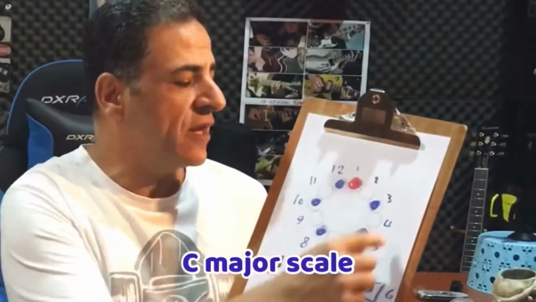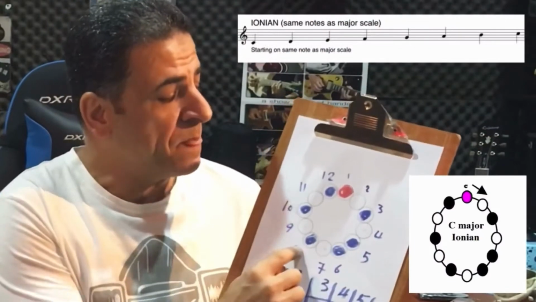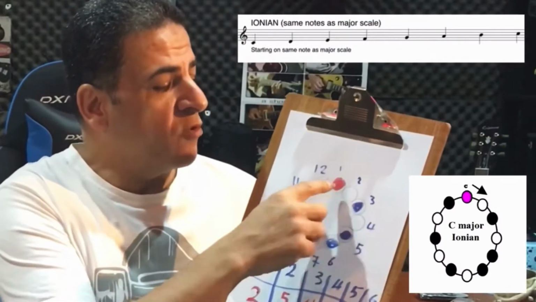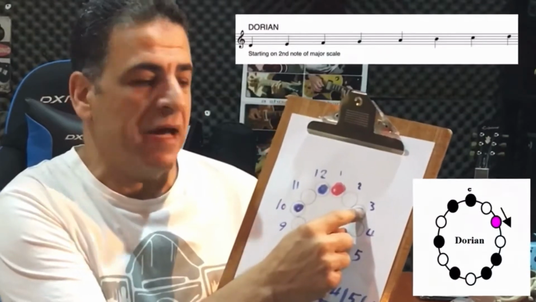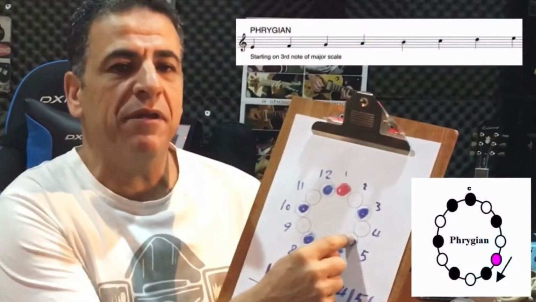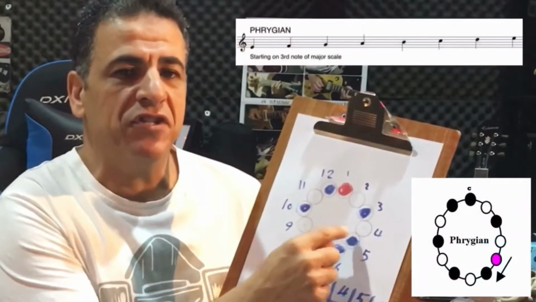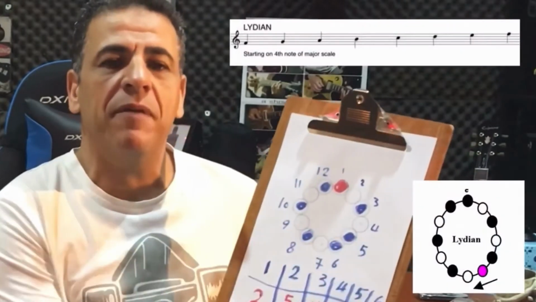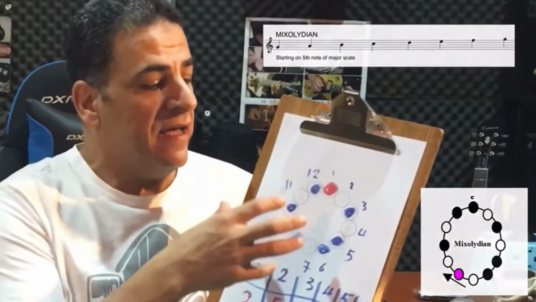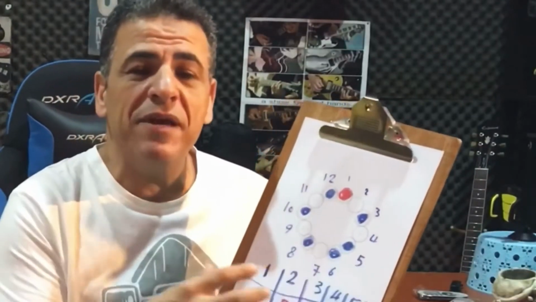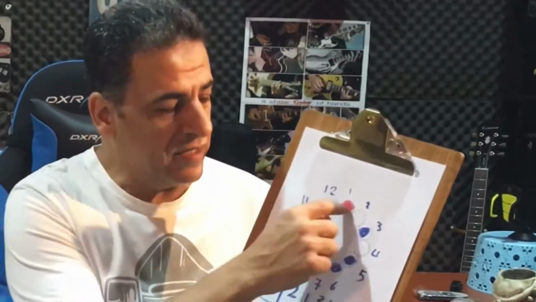In the Ionian scale, which is the same as C major, if we start from D, it will be Dorian. If we start from E, it will be Phrygian. If we start from F, it will be Lydian. If we start from G, it will be Mixolydian, and so on. Let's listen to the Ionian scale.